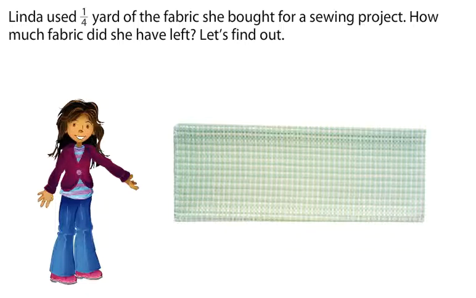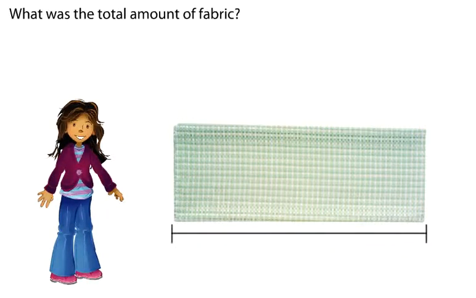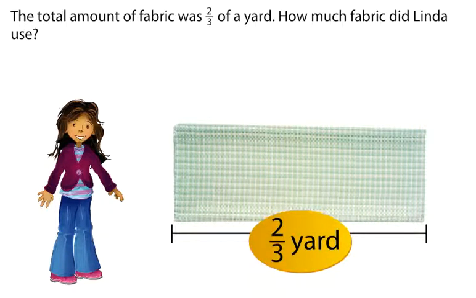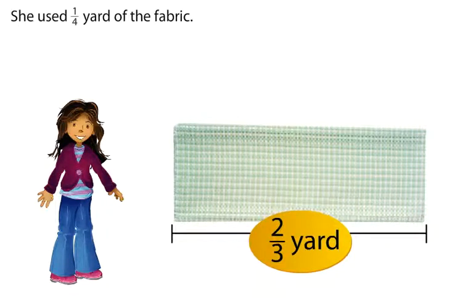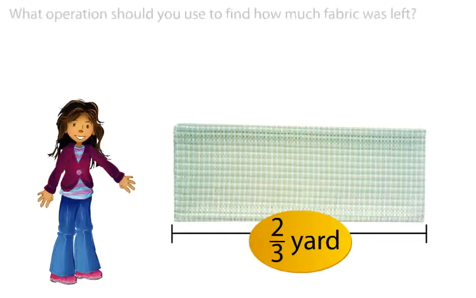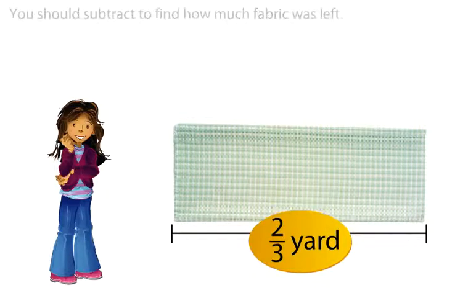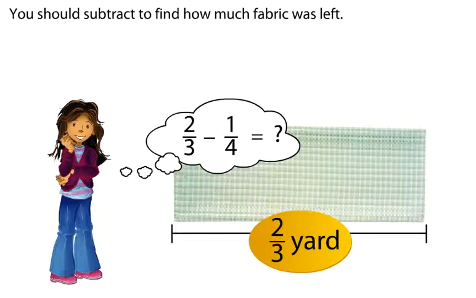Let's find out. What was the total amount of fabric? The total amount of fabric was 2/3 of a yard. How much fabric did Linda use? She used 1/4 yard of the fabric. What operation should you use to find how much fabric was left? You should subtract to find how much fabric was left.